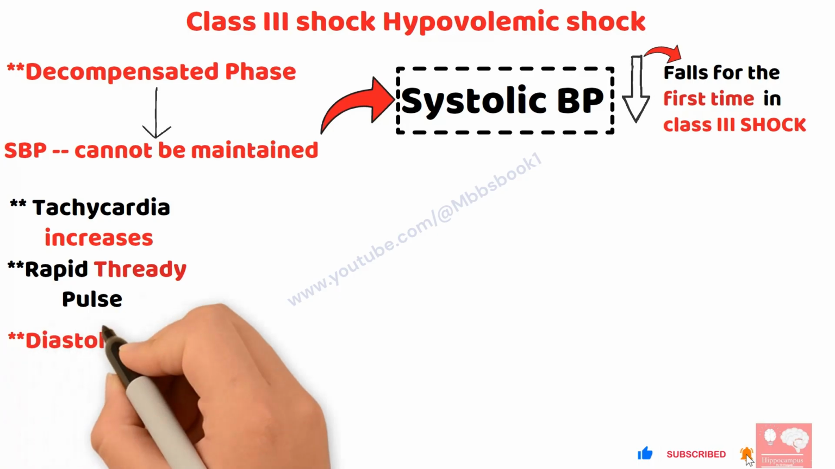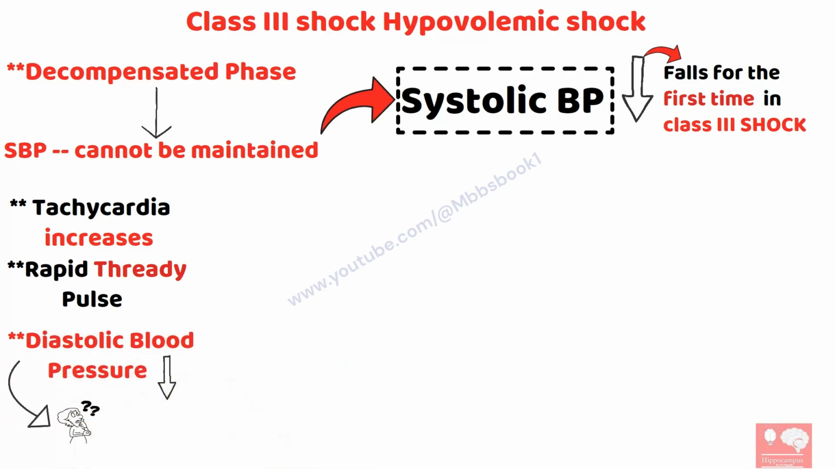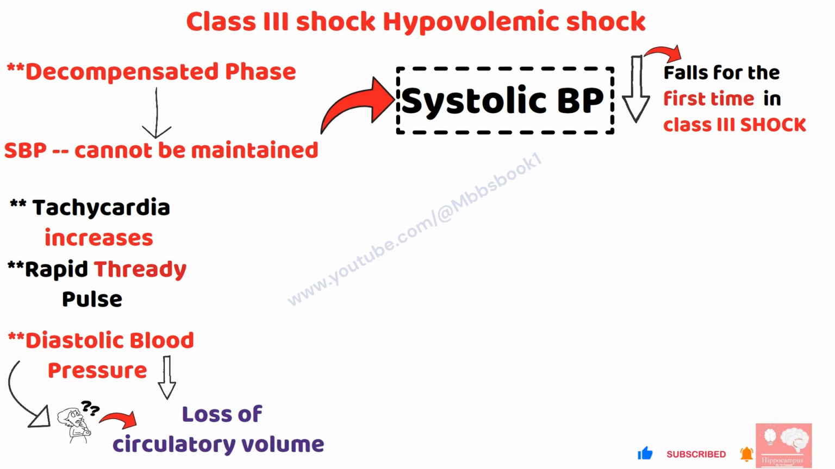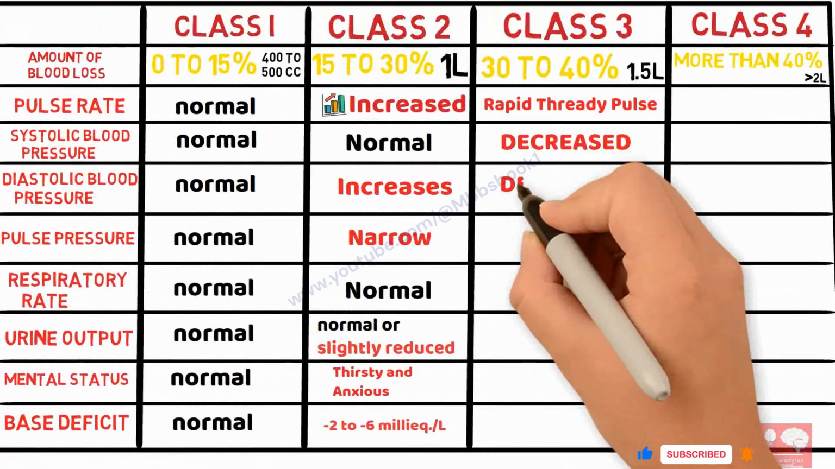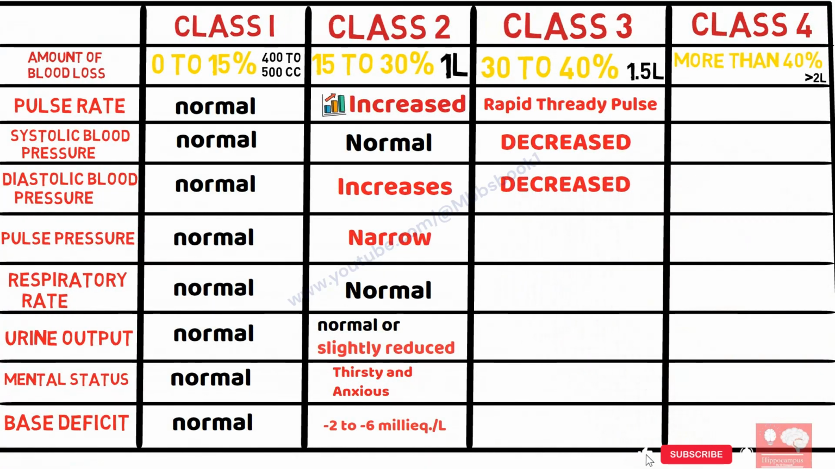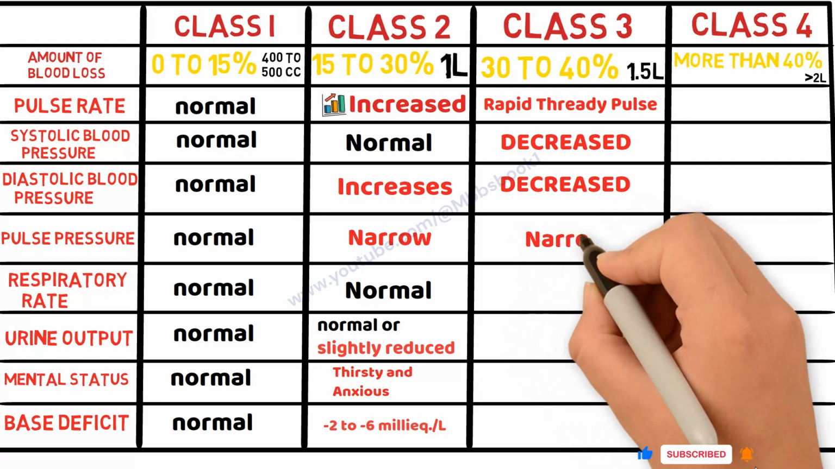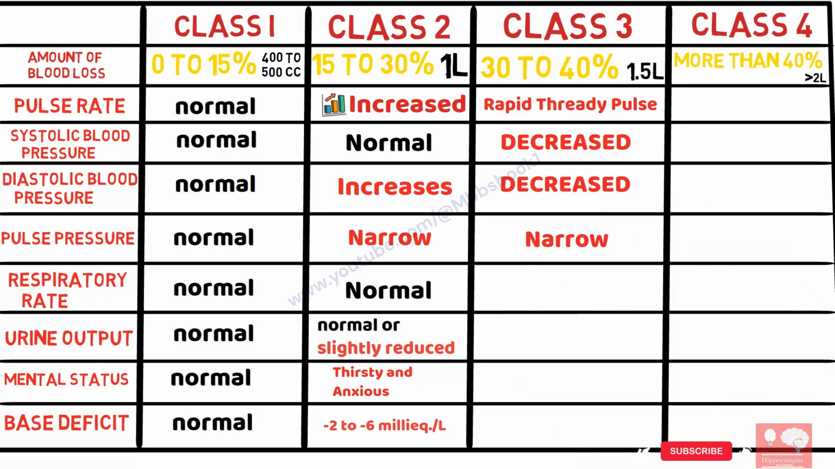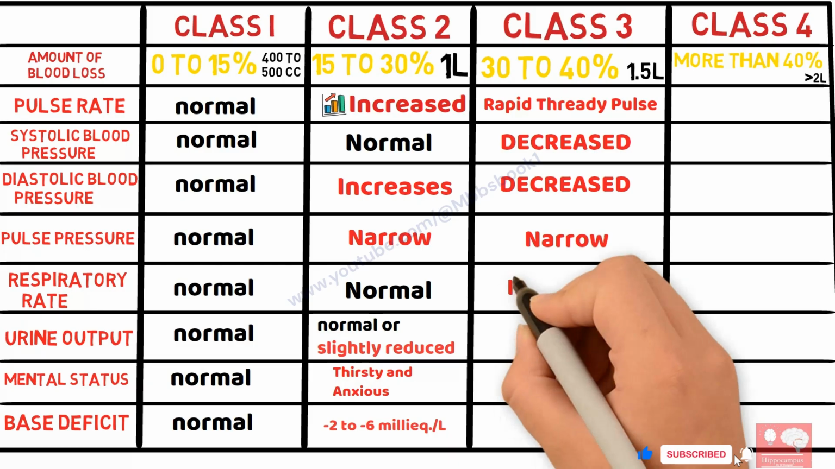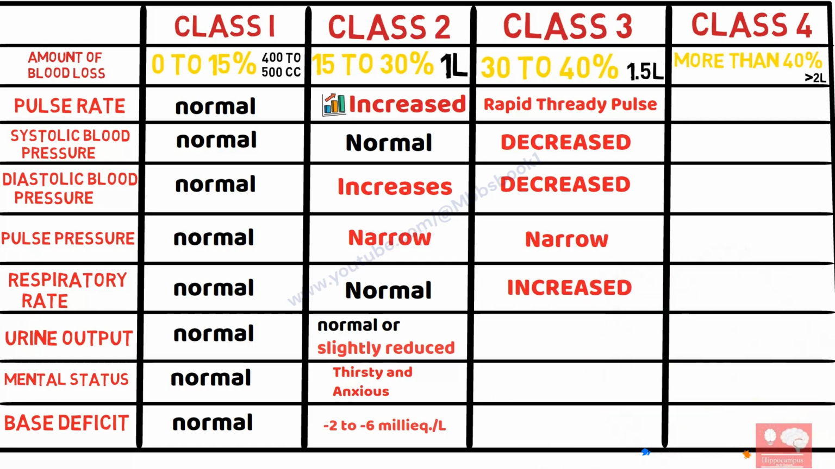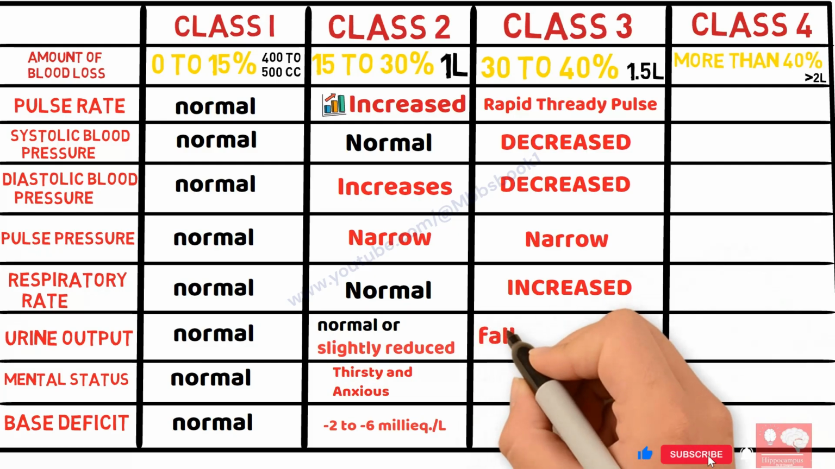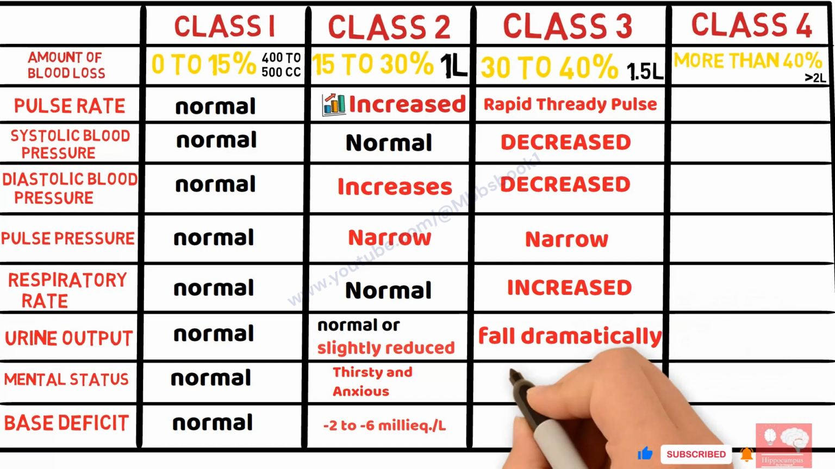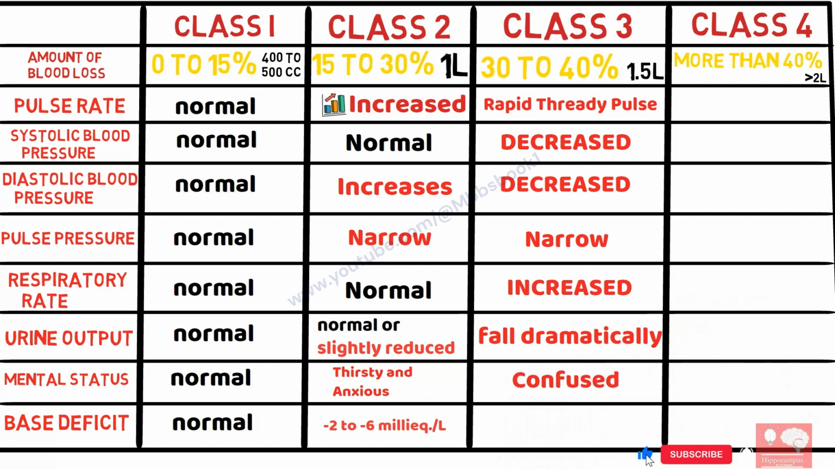The diastolic blood pressure also falls because there is loss of circulatory volume. Although there is vasoconstriction and peripheral vascular resistance is increasing, so much blood is lost that the diastolic blood pressure will also fall. So the pulse pressure becomes even narrower because both systolic and diastolic blood pressures are falling. Respiratory rate is going to increase, the patient will have tachypnea. Urine output now starts to fall dramatically and the patient is confused. The base deficit is -6 to -10 milliequivalents per liter.